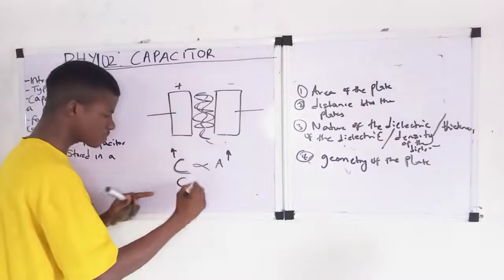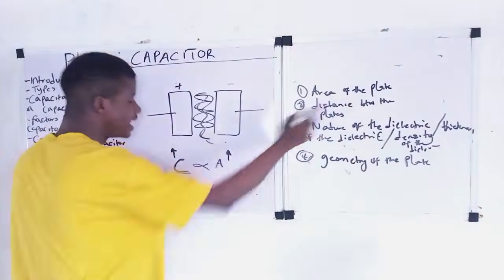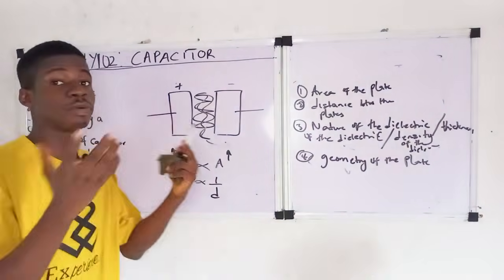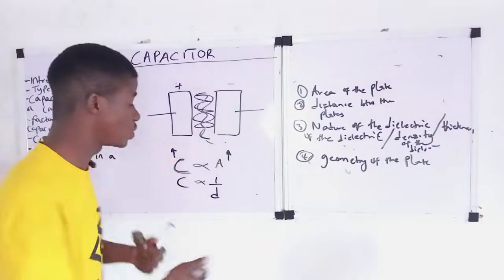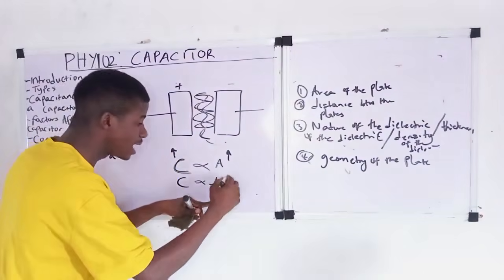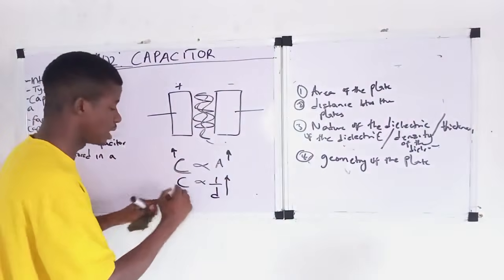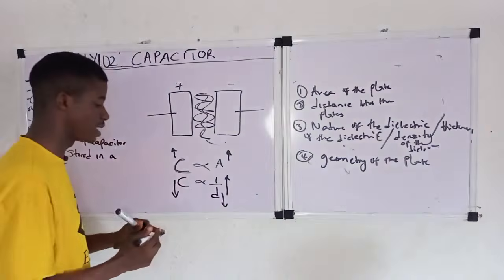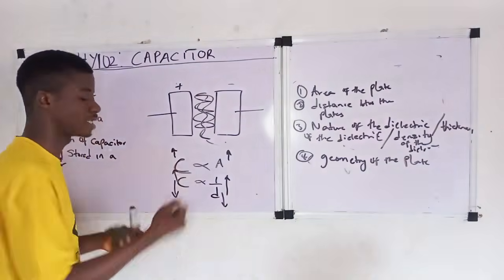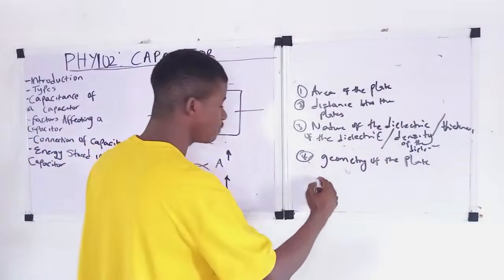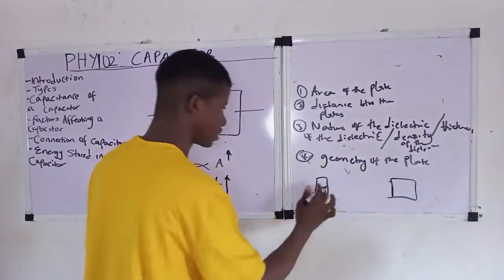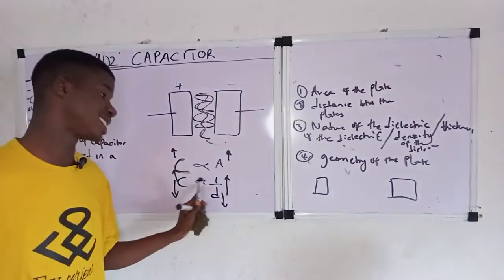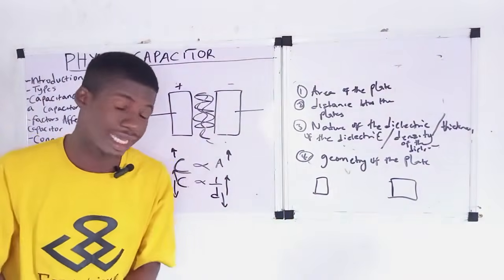Then the other one: the capacitance of the capacitor is inversely proportional to the distance between the plates. So what does that tell you? The higher the distance between the plates, the lower the capacitance, or the lower the distance between the plates, the higher the capacitance. If the distance between the plates is very large, look at it, capacitance is inversely proportional to distance.